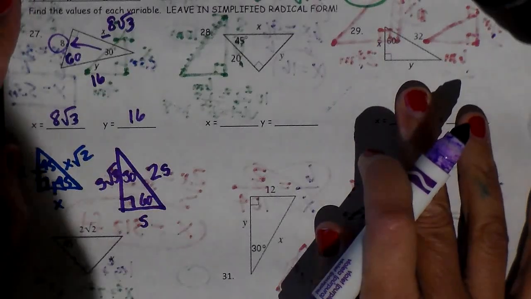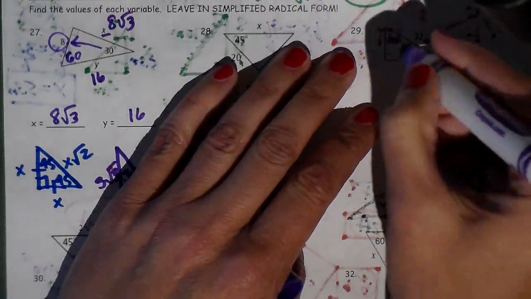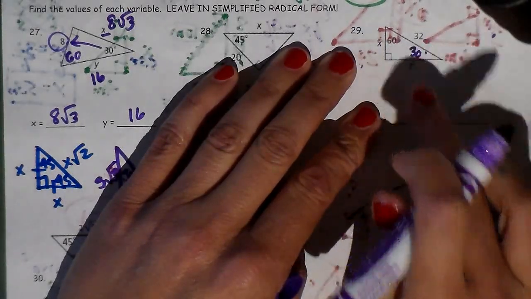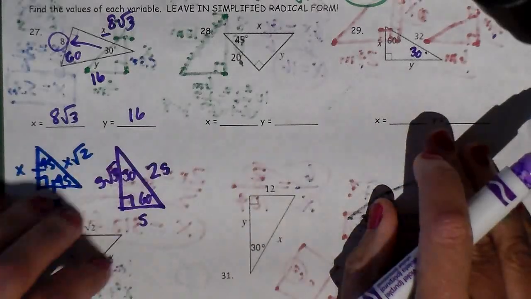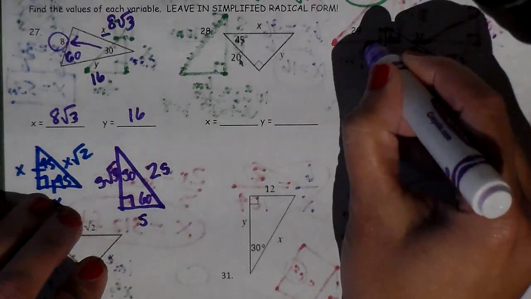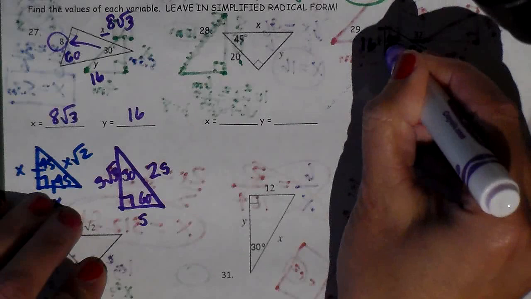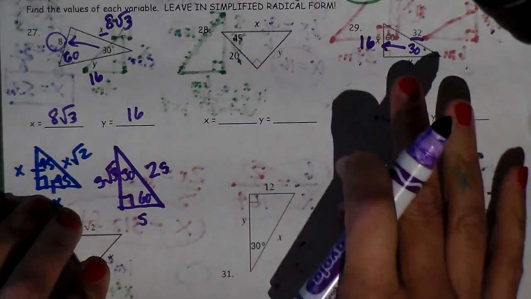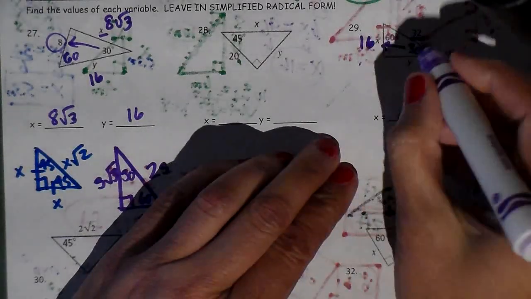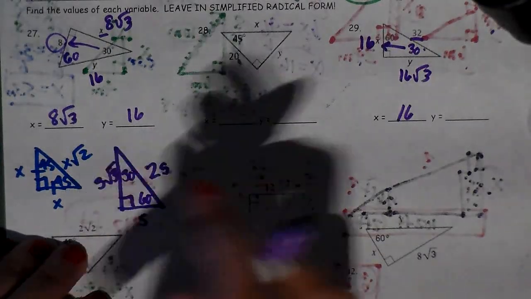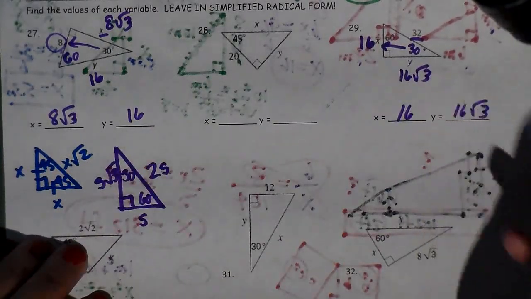I'm going to skip over to 29, and then we'll come back, because this is another 30, 60, 90. That's 30, that's 60, and that's the hypotenuse. Well, the hypotenuse is the biggest one. What do you know about the hypotenuse compared to the side across from the 30? It's twice as big. So if that's 32, the little side is 16 because it's across from the 30. It's half the hypotenuse. So x is 16. This one here is little side times square root of 3. Remember, the medium side is little side times square root of 3. So this is 16 square root of 3.